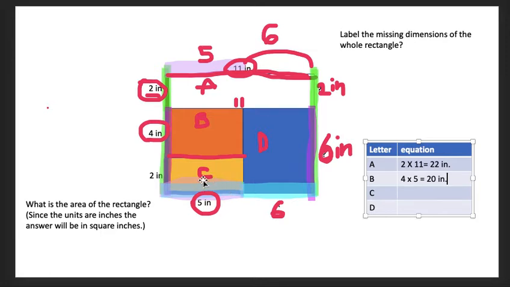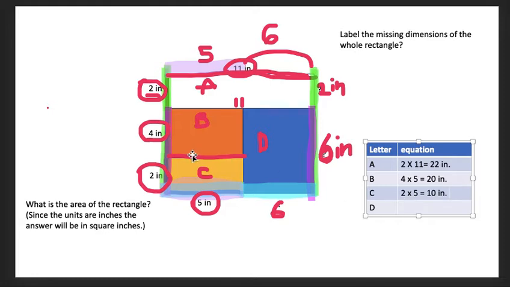Now, let's look at rectangle C. What do you think would be a multiplication equation to match rectangle C? Cool. We have 2 as the length, and we have 5 inches as the width. So I'm going to put 2 times 5, and that equals 10 inches.